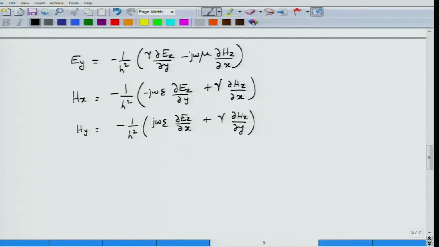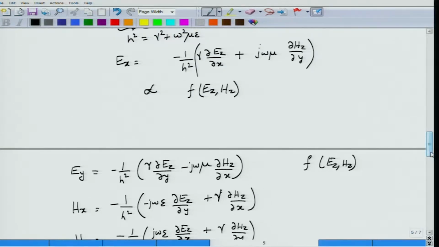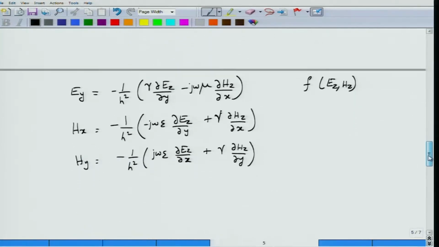So with all these fellows expressed as some function of Ez and Hz, let's write down the wave equation for Ez, write down the wave equation for Hz, solve them, and then use those expressions in these expressions for Ex, Ey, Hx and Hy. Once you have done that, all you have to do is substitute for Ez and Hz after calculating them and obtain the values for Ex, Ey, Hx and Hy.